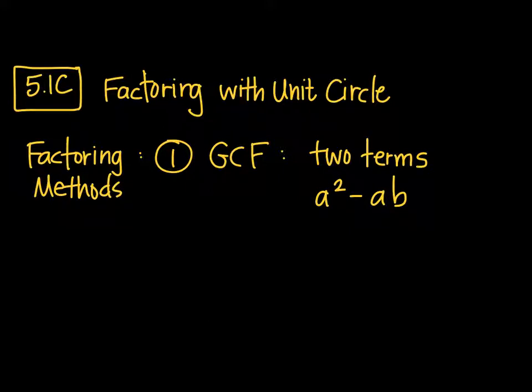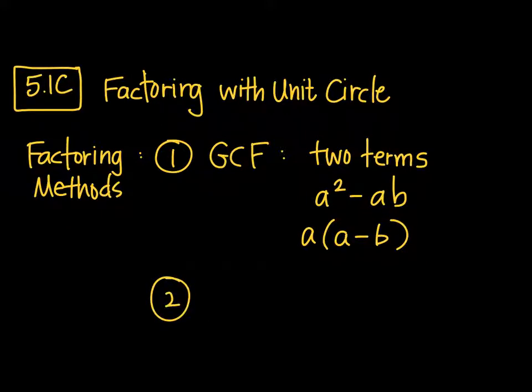When you have two parts, the best thing is to look for a GCF to see what they have in common. This clearly has the variable a in common, which leaves you with the parentheses of a minus b on the inside. How do you check a GCF to make sure you've done it right? You redistribute.